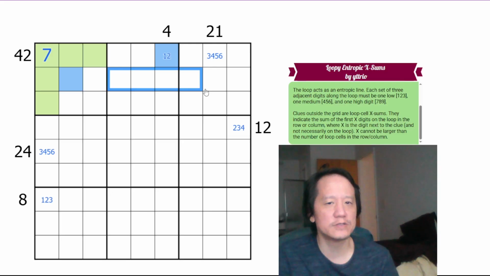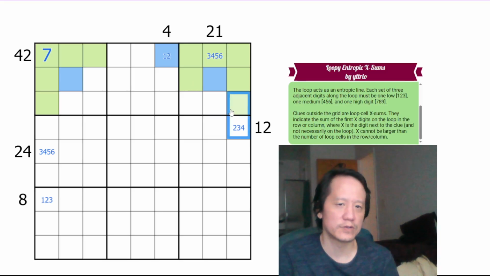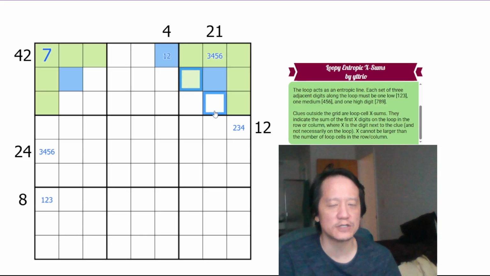So it must go in here. So that means it cannot go here because if it goes this way, that would touch itself here. So the loop must look like this coming in. And then going out, it would have to be like that. So this is not on the loop. It has to go here. Just could go this way, so we don't know. This can't be on the loop because it would be touching itself there.